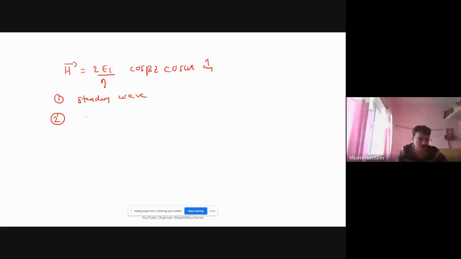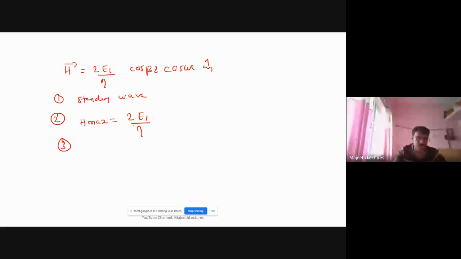Fine. So similarly for the magnetic field, H is equal to 2E_I by eta, we know, cos beta z cos omega t a_y. Again, it is a standing wave. Second, we must know what the maximum is. H max is cos maximum of 1, this is also a cos with maximum of 1, so 2E_I by eta.